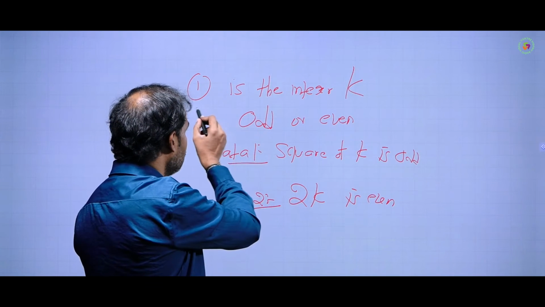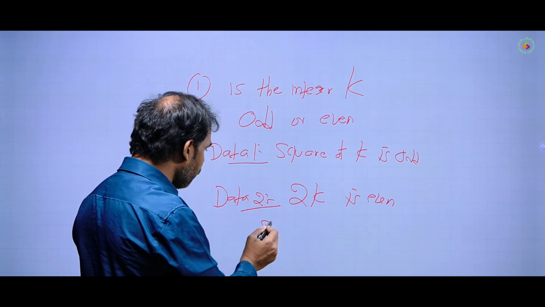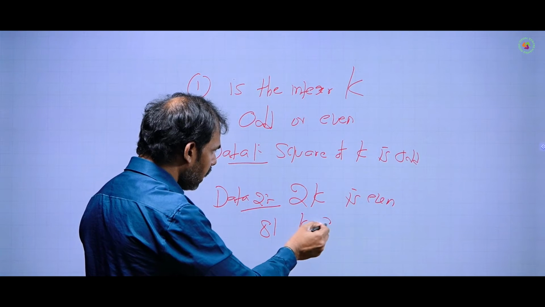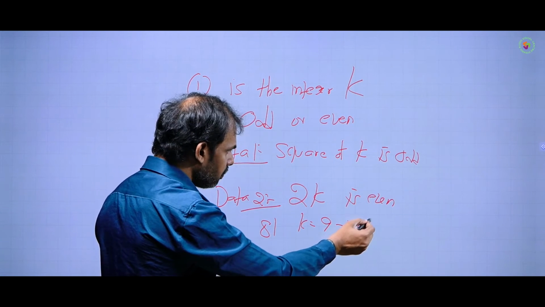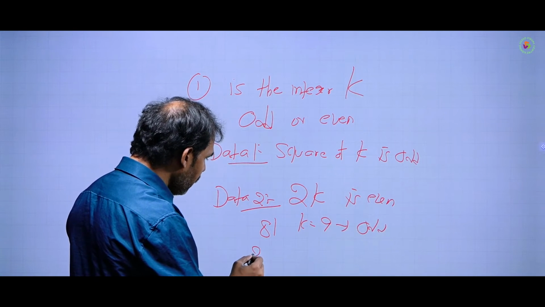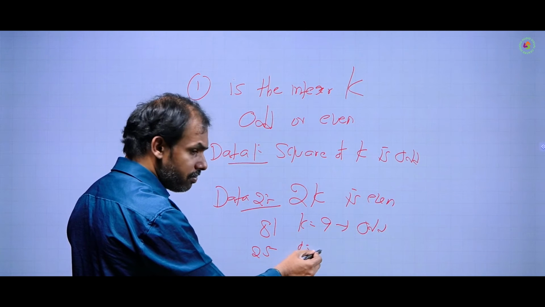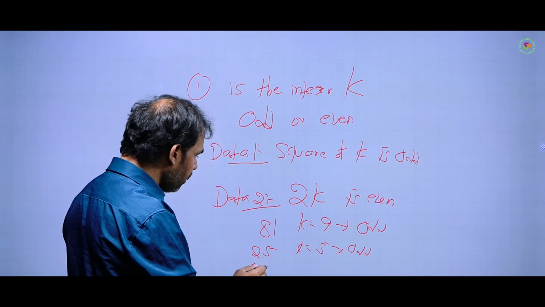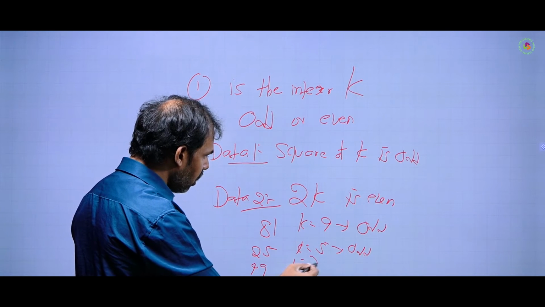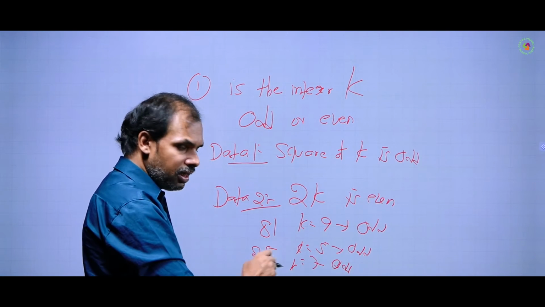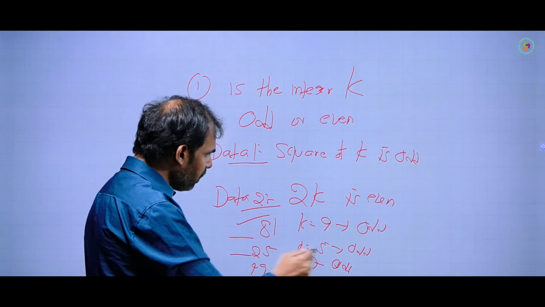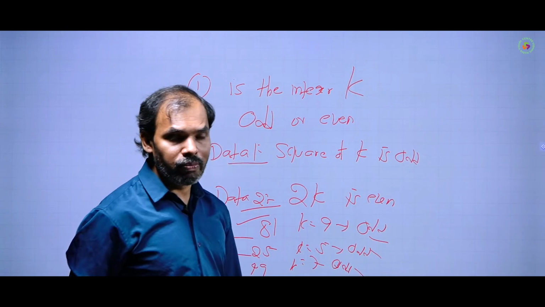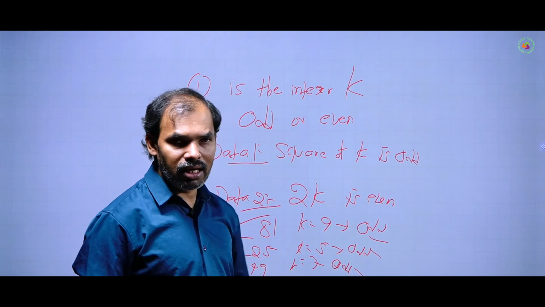For example, I will take square of k as 81. So k value 9. Odd or even? Odd. Square of k 25, k value 5, odd. Square of k 49, k value 7, odd. So if someone said square of k is odd, k must be odd. So by using data 1, you can answer that k is odd.